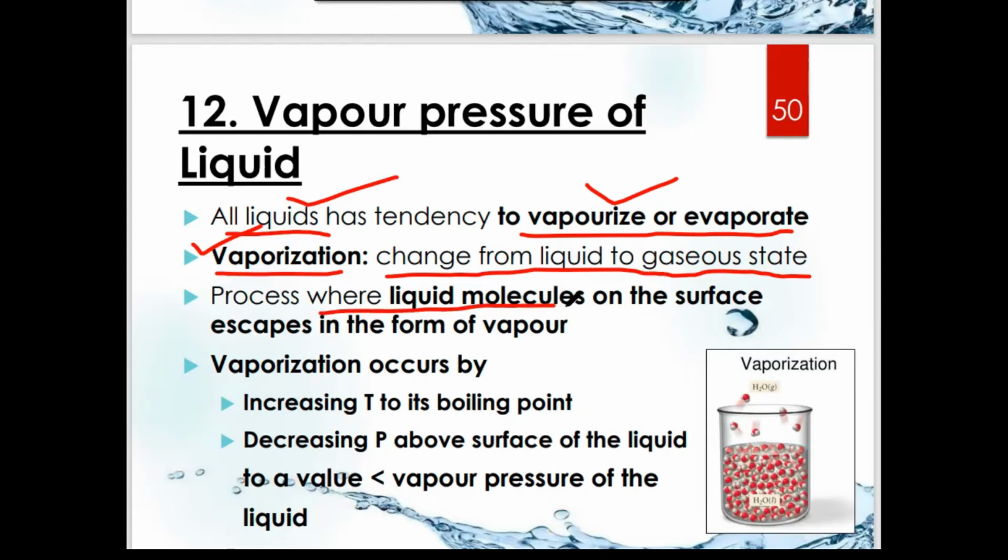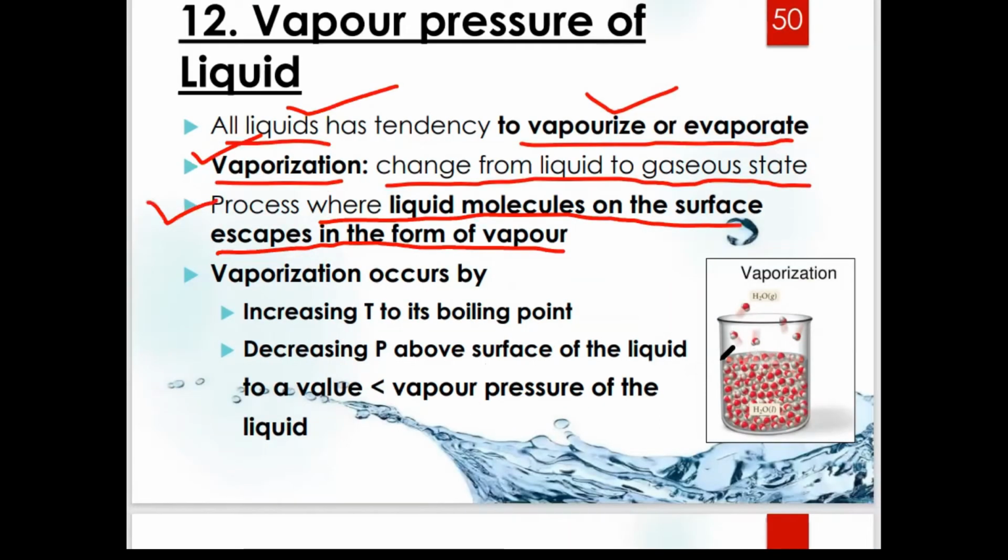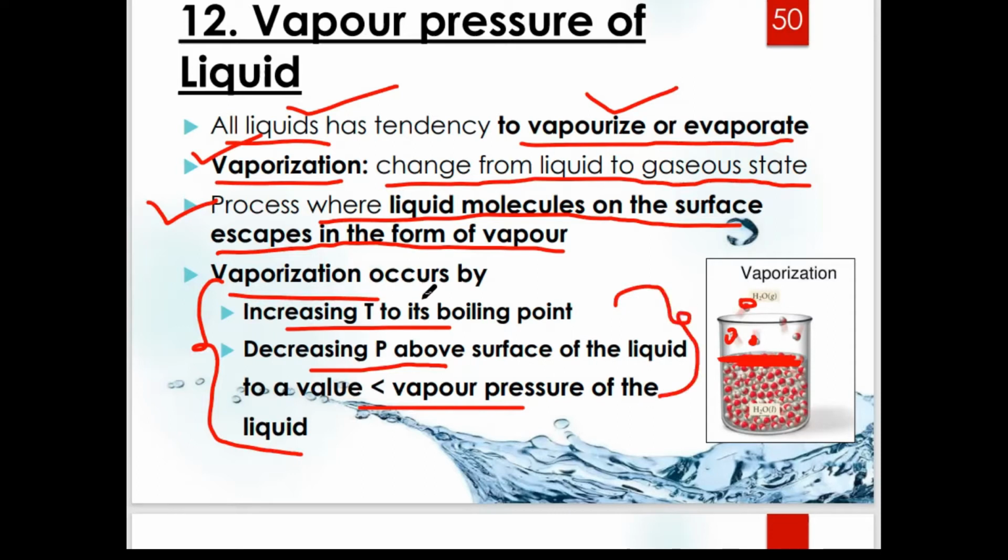It is a process where liquid molecules on the surface escape in the form of vapor. See, this is the surface, where all the liquid molecules start escaping. That process is called vaporization. And here vaporization occurs by increasing the temperature to its boiling point, and by decreasing the pressure above the surface of the liquid to a value less than the vapor pressure of the liquid. So when you increase the temperature or decrease the pressure, vaporization is going to occur.